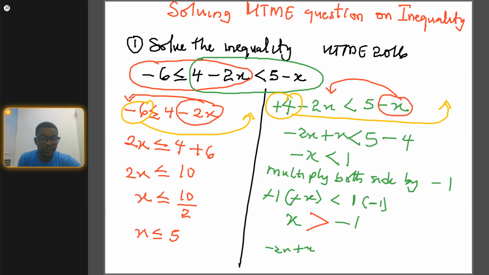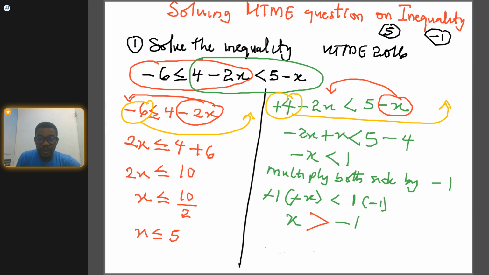Now, how do we write the final answer? We are going to express the final answer in this way. We need to merge the two answers together to have the final answer. The first solution and the second solution, we need to merge it together. Here we have x is less than or equals to 5, and here we have x is greater than minus 1. So by comparison, we have 5 and we have minus 1.